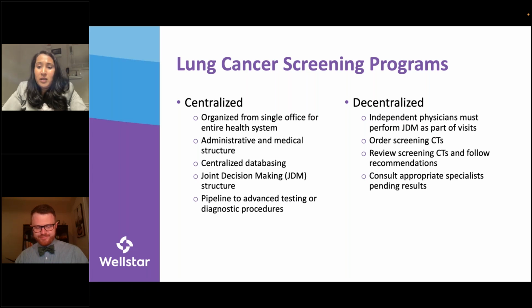Versus a decentralized program is patients that are being independently followed by physicians. So whether it's a primary care physician that's ordering the annual CT exams, or it's a pulmonologist that's managing their own patients. Patients that are in a decentralized program, of course, will go back to that single provider who's following them. And then they'll refer that patient out to further subspecialties as they feel fit.